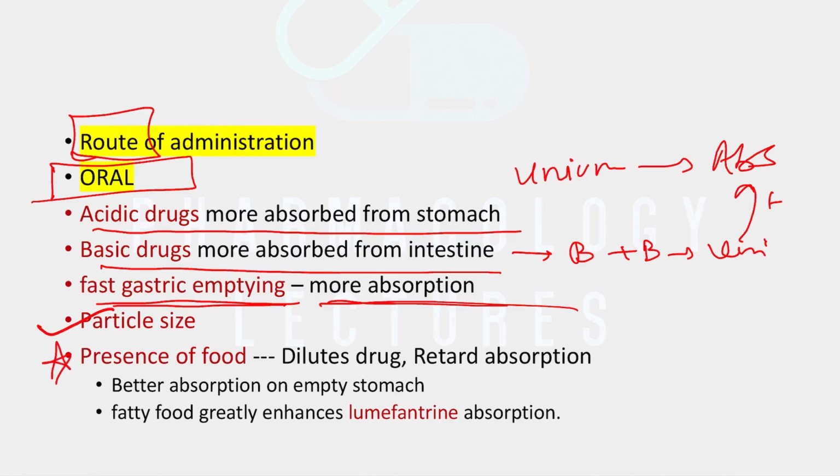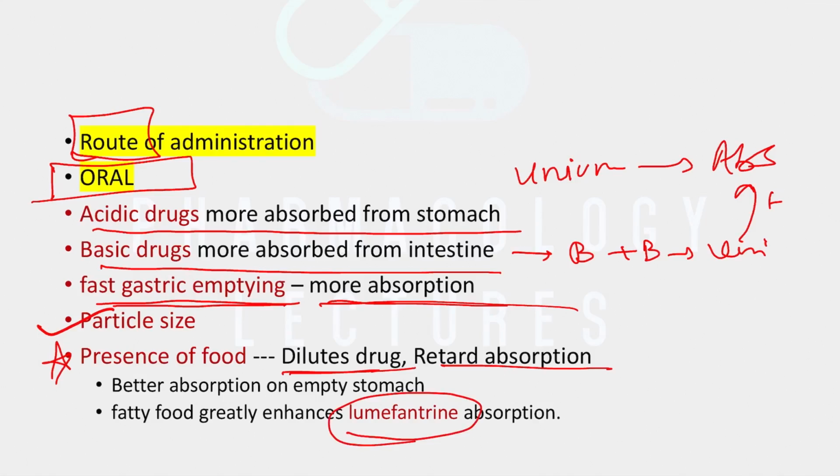Presence of food is an important factor. Food in the stomach or in the intestine affects the rate of absorption, because it dilutes the drug and the absorption rate would be lesser. So in most cases, food alters the absorption; it actually decreases the absorption of that drug. But there are some exceptions. Some drugs get absorbed better with food.